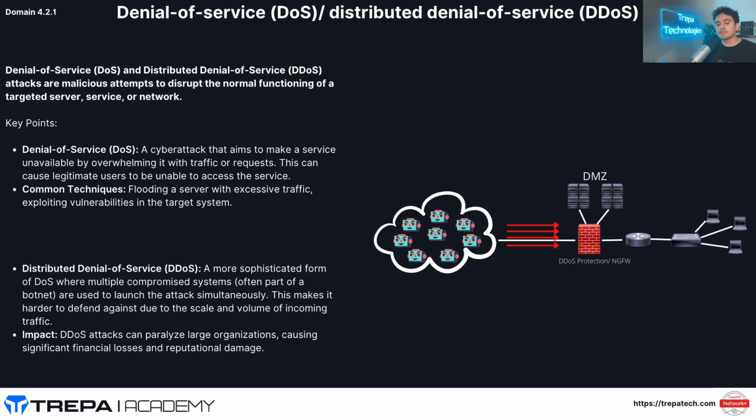So common techniques: flooding a server with excessive traffic, exploiting vulnerabilities in the target system. DDoS attacks can paralyze large organizations, causing significant financial losses and reputational damage. Protections, really just getting into high availability, right? Having load balancing, stacking servers or clustering servers, having CDNs, having caches, having rate limiting on the API that says, whoa, if we notice this is happening, let's cut it off, right?